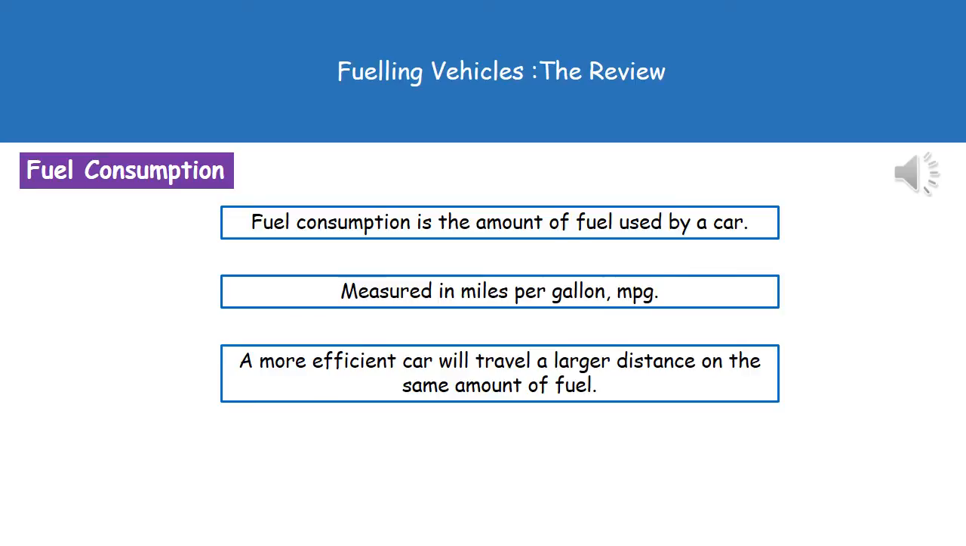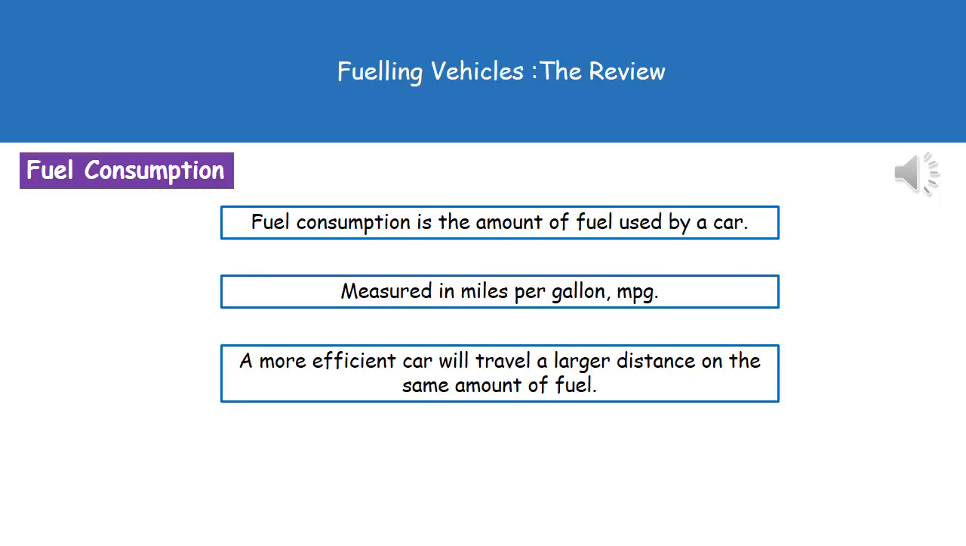Another term we need to understand then is this phrase fuel consumption. Now, quite simply, what that actually refers to is the amount of fuel that our car uses as it's driving. Now, what we normally find is this is measured in miles per gallon, or mpg. What we'll find then is if we've got a more efficient car, then it's going to be able to travel a larger distance on that same amount of fuel. Because obviously the more efficient your car is, the less fuel it's going to have to burn to make it travel that same distance.